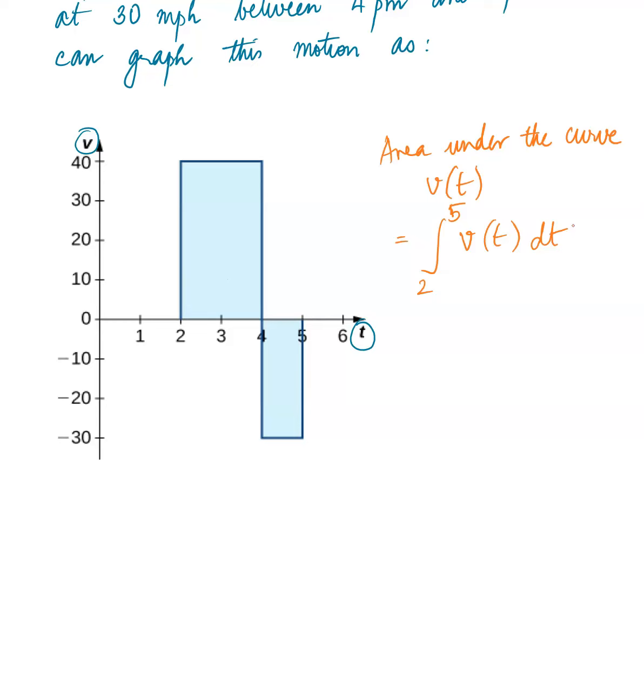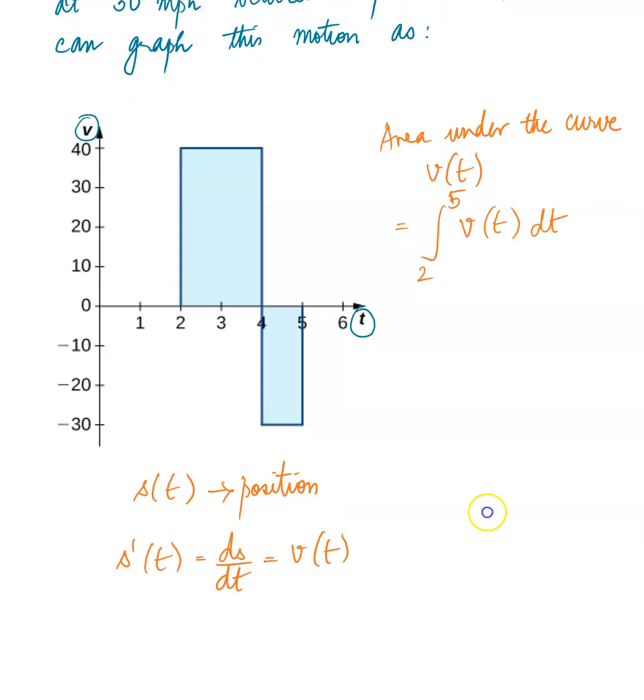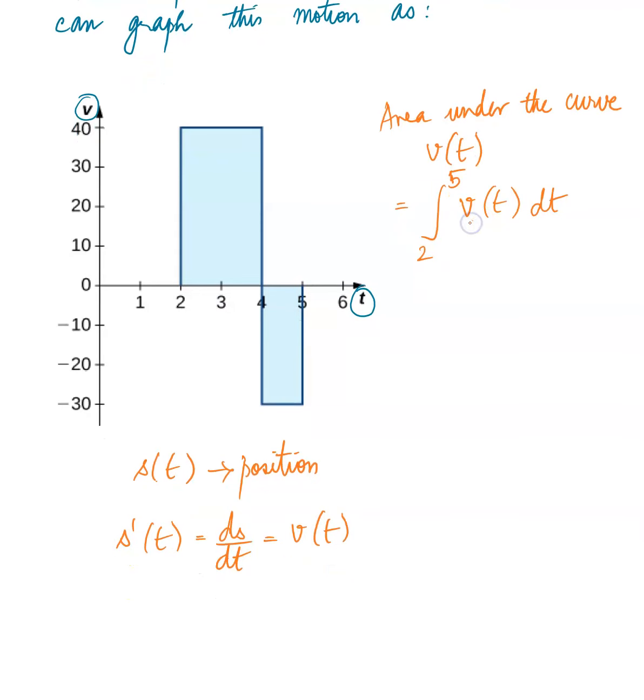So let's make a quick connection here. S of t is the position, right? And under differentiation, we said s prime of t, which is ds over dt, was v of t, isn't it? Derivative of the position gives us the velocity. Here we're doing the reverse. We are doing the integral of the velocity. So what do you think that will give us?